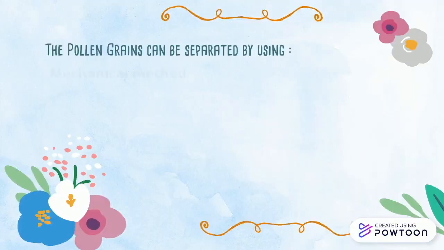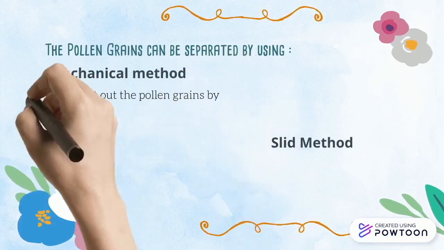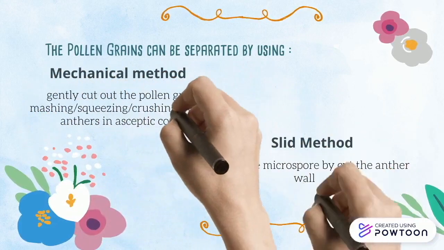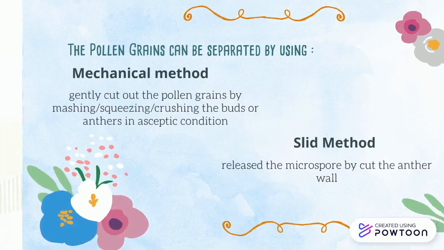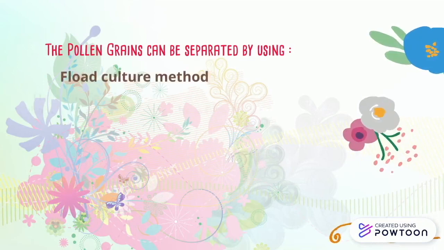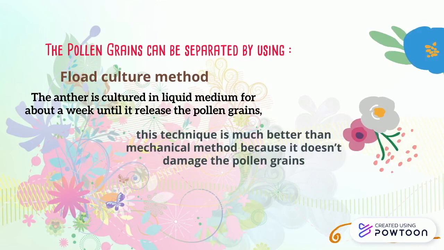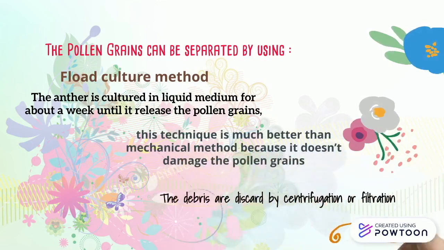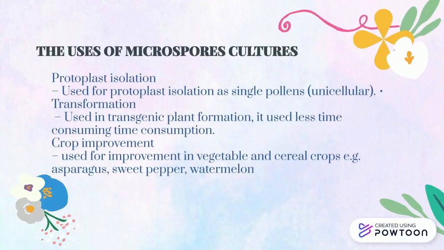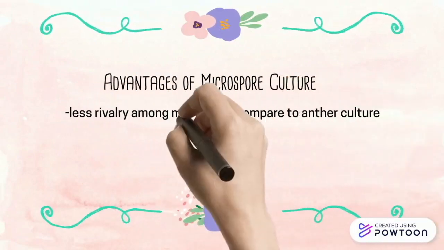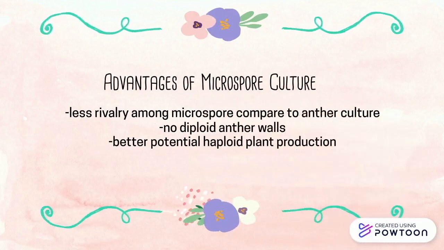There are several ways to separate the pollen grains, either by mechanical methods, split methods, or flood culture methods. Flood culture method is way better than mechanical method because it doesn't damage the pollen grains. Microspore culture can be used in protoplast isolation, transformation of transgenic plants, or as crop improvement in vegetables and cereals. The benefits of microspore culture are less competition among the microspores, no diploid anther walls, and better potential haploid plant production.